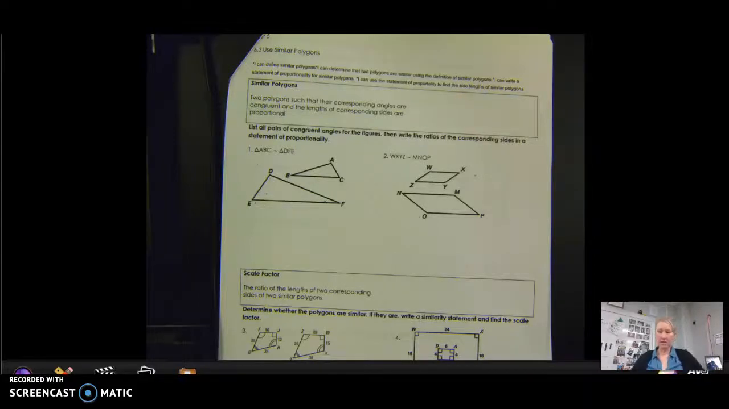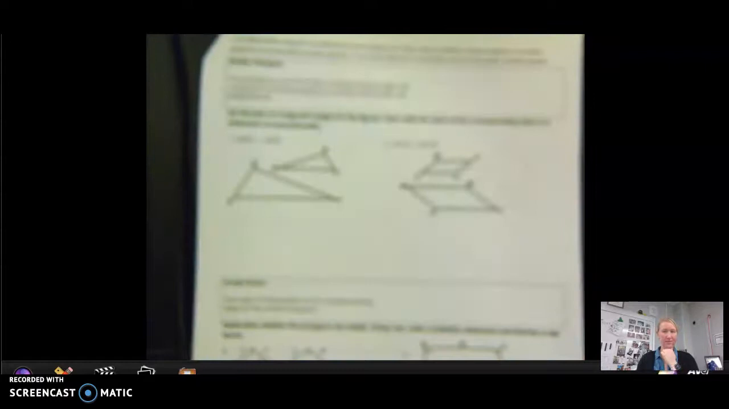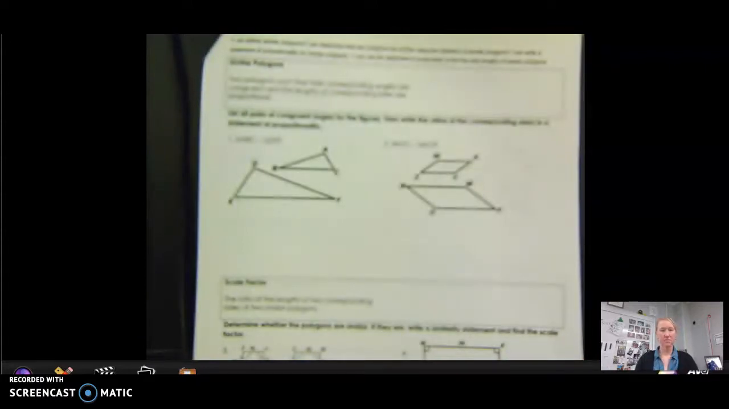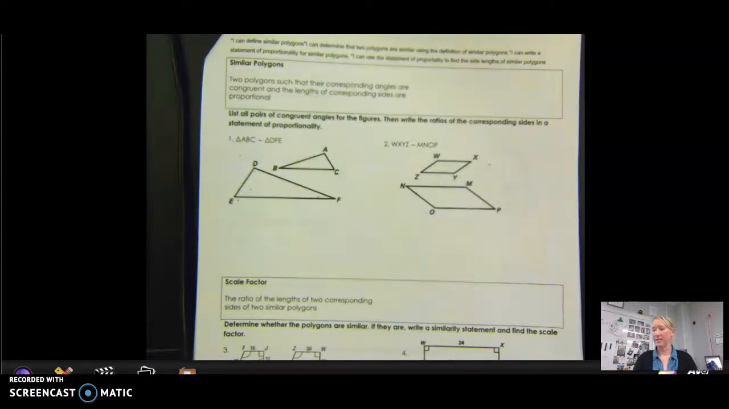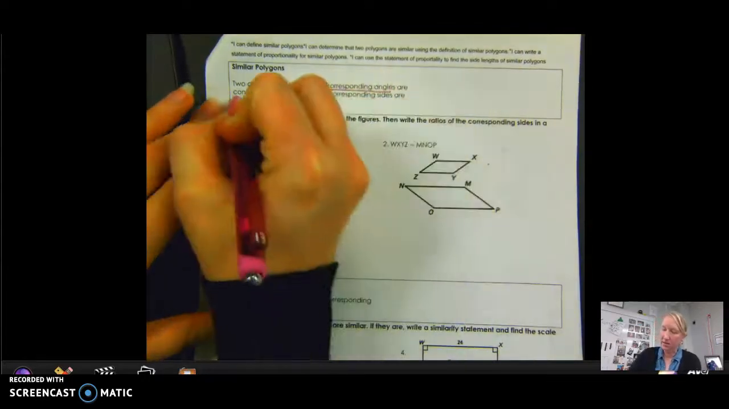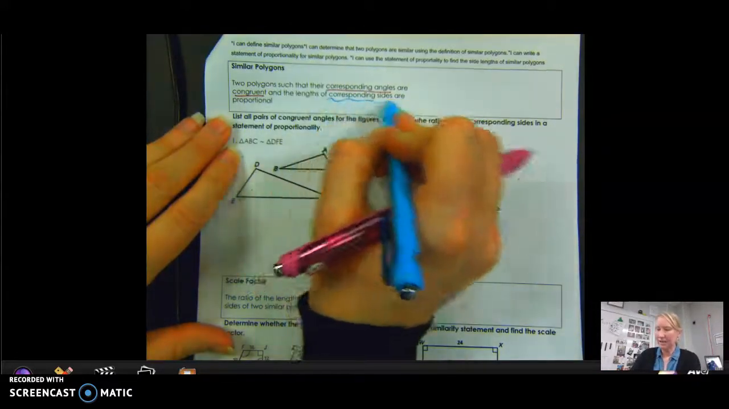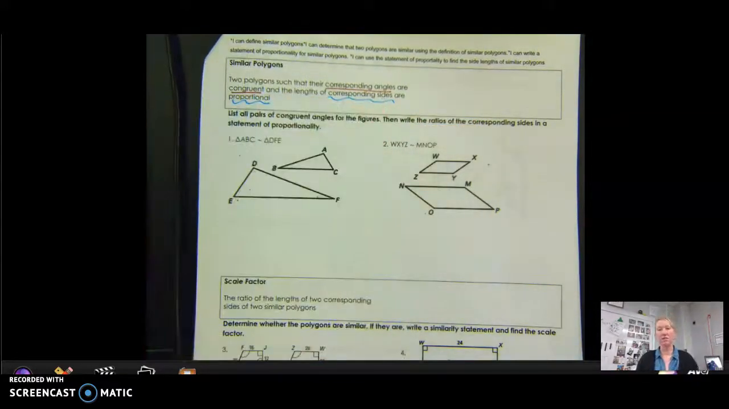Okay, so we are on 6.3 in the similarity unit. So now we're going to talk about similar polygons. Similar polygons are two polygons such that their corresponding angles are congruent, and their corresponding sides are proportional. Okay, so these are not congruent figures, these are similar figures.